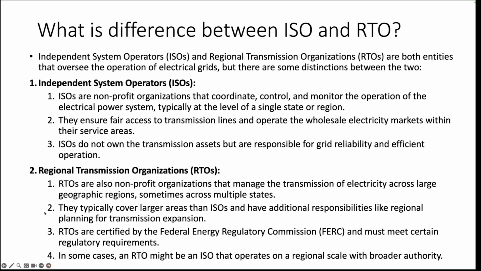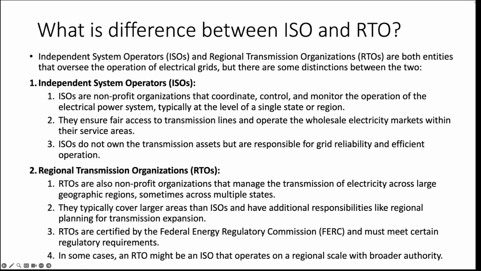So another question is, what's the difference between an ISO and an RTO? An ISO is an independent system operator, and a regional transmission organization is an RTO. They're both entities that oversee the operation of electrical grids, but there are some distinctions.